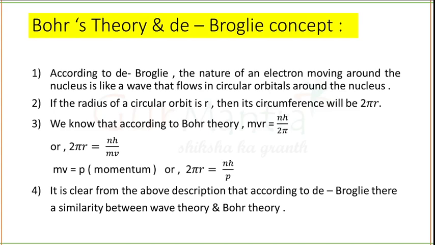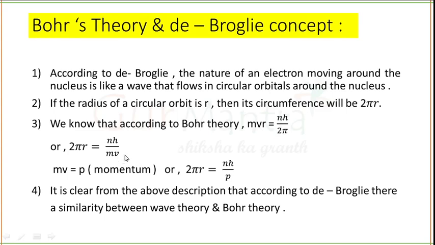If the radius of the circular orbit is r, then the circumference of this circular orbit must be equal to 2πr. And we know that according to Bohr's theory, mvr is equal to nh/2π, or when you interchange this formula, you will get 2πr is equal to nh/mv.